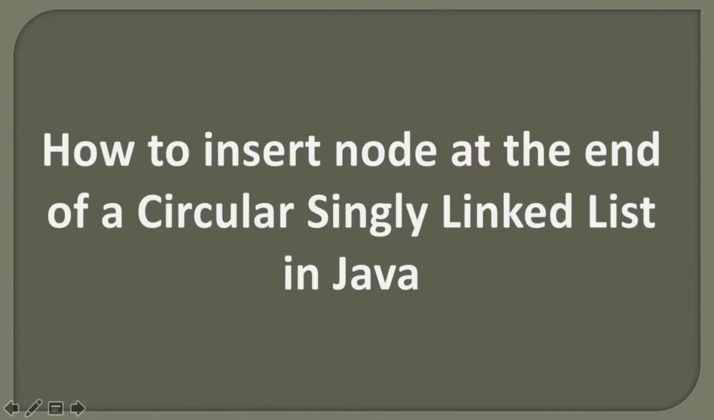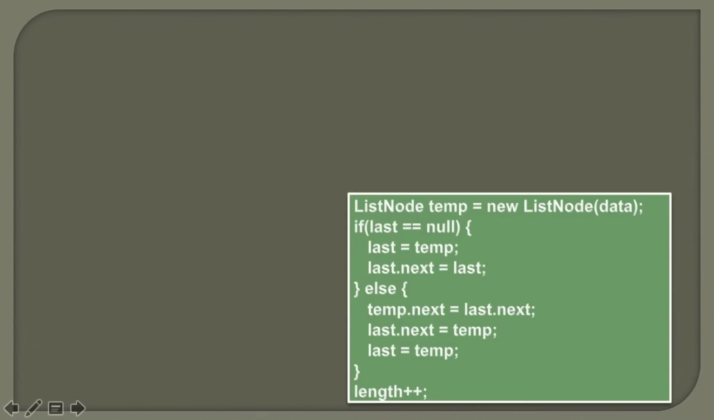How to insert a node at the end of a circular singly linked list in Java. So friends, let's suppose we are given an empty circular singly linked list. When the circular singly linked list is empty, we know that the last node points to null. And in order to understand what this last node is, you need to watch my previous tutorials. In this tutorial, we will be discussing how to insert a node at the end of a circular singly linked list in Java. So let's see the demonstration of this algorithm step by step.